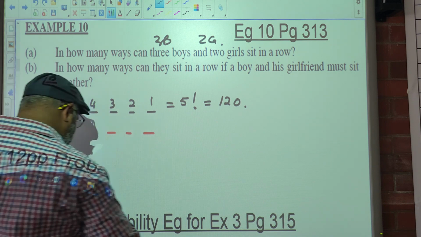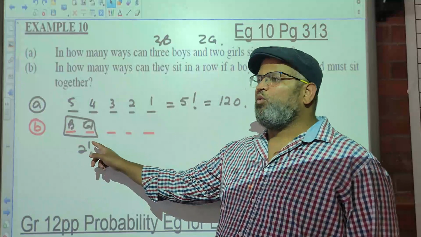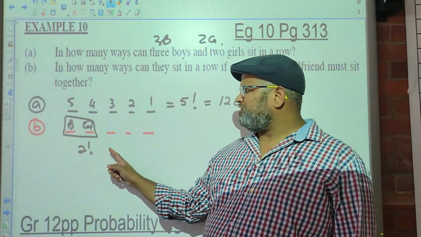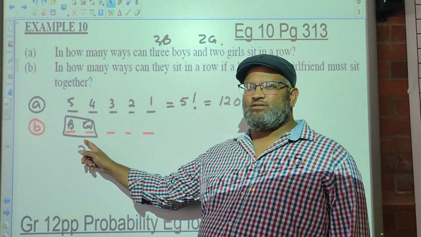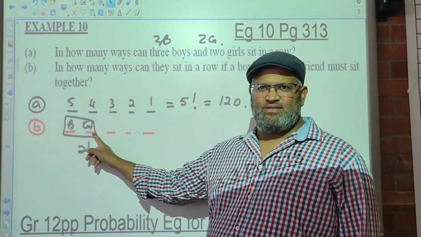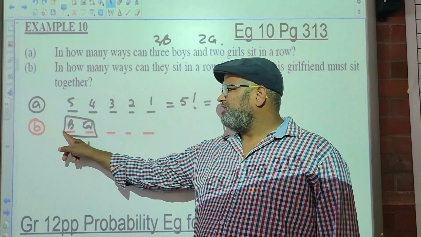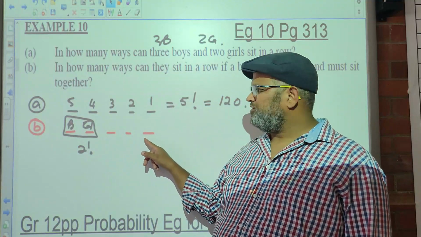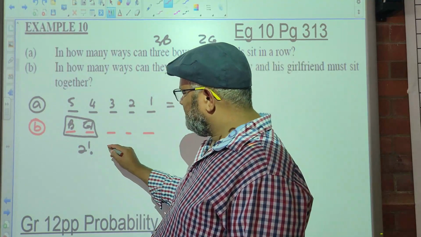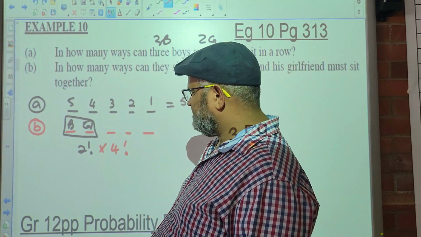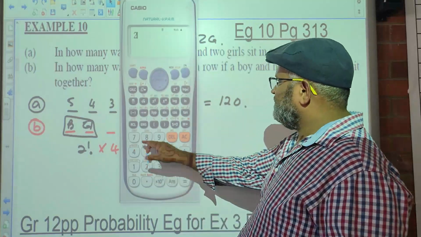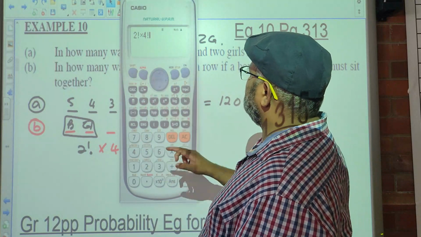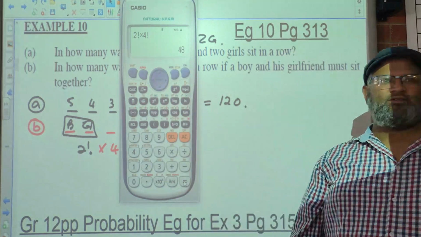So now we consider this to be one entity. Can you see that? So it's going to be 2 factorial. Now this is now 1 bit. So how many options do we have? 1, 2, 3, 4. So you just multiply this by 4 factorial. Okay. So 2 factorial times 4 factorial also gives you 48.